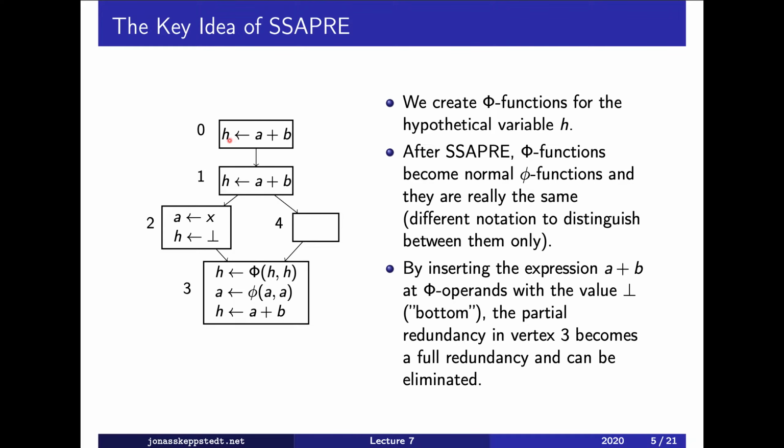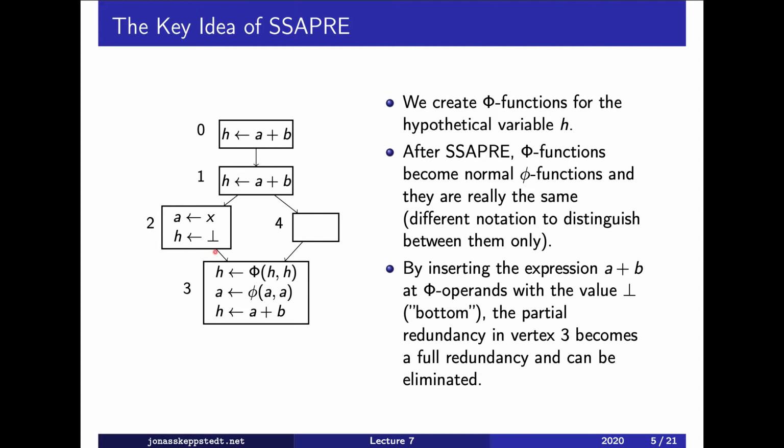Okay, so the reason why this is called H is that this is a hypothetical variable. And when we compute this expression, we simply save the expression to this variable. There, and there. And also here. What we do here is we destroy the value of a plus b since we overwrite a.